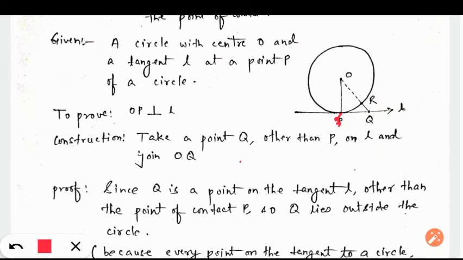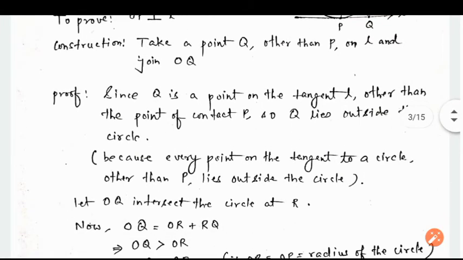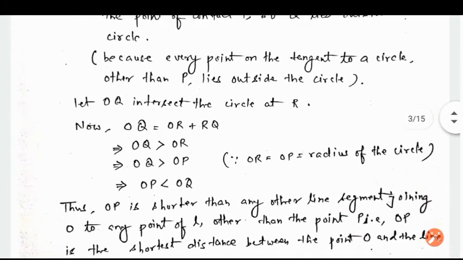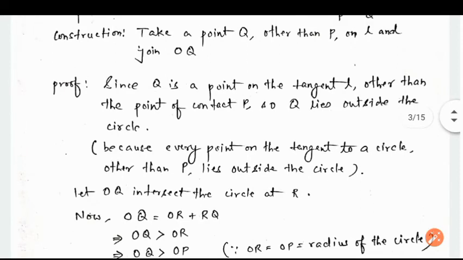So if I take any point other than P, suppose if I take a point here, where will it lie? It will lie outside the circle. So a point other than P on the tangent L will lie outside the circle.